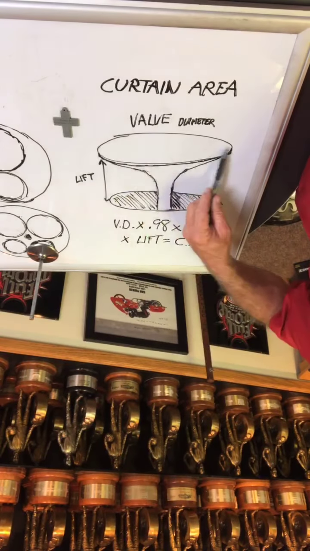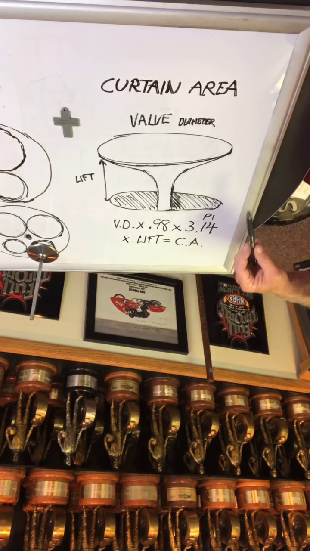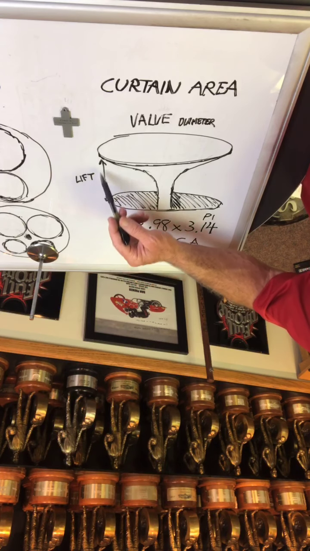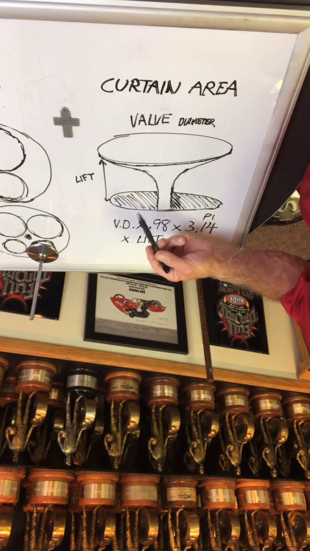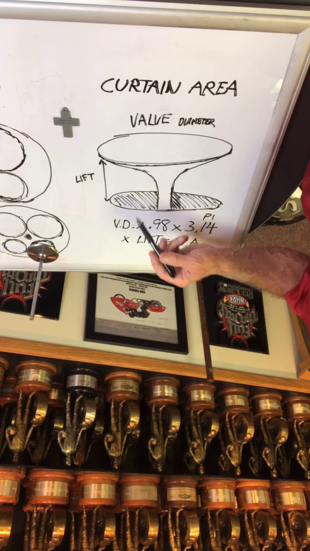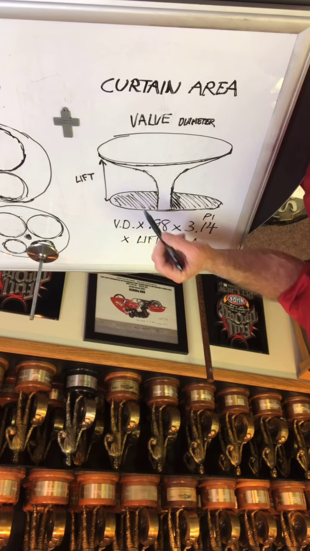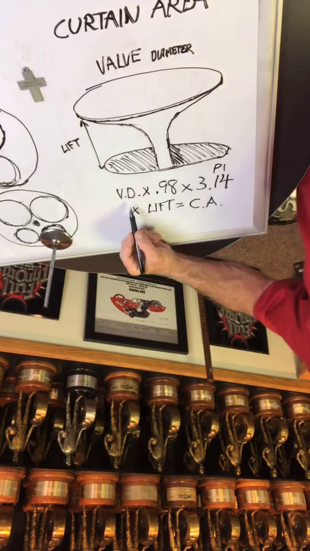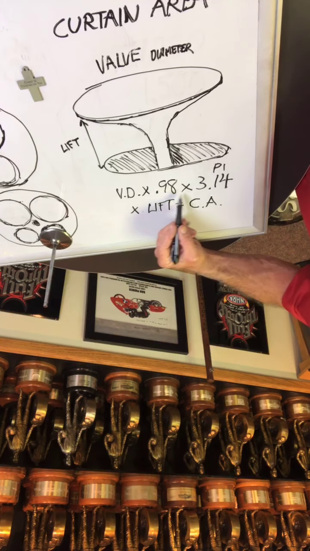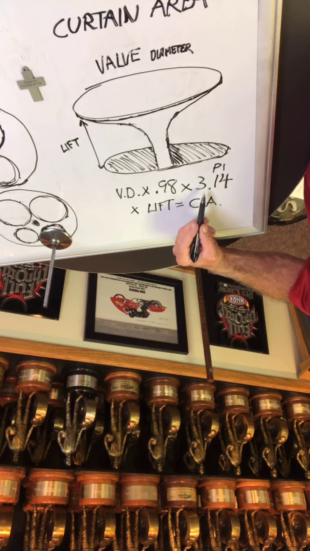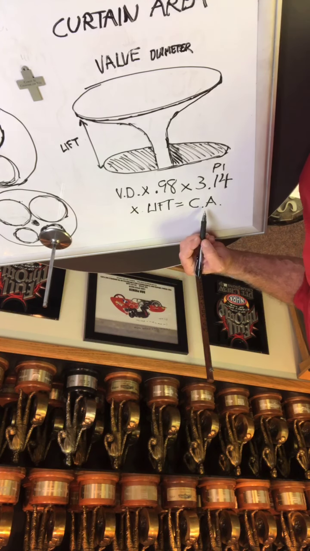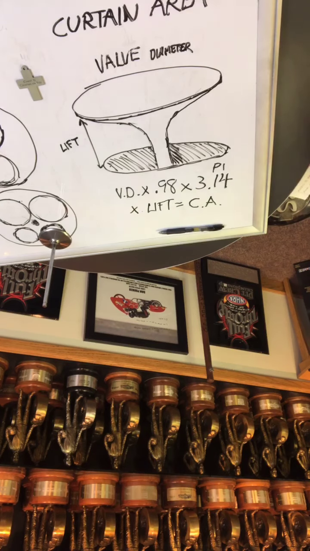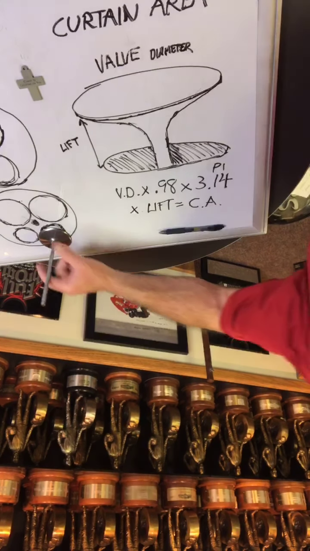We have the valve diameter, and we have the lift of the cam, or what the actual lift is of the valve with the cam times the rocker ratio. And that gives us valve diameter times 0.98 times pi, which is 3.14, times the lift gives us the curtain area. Now, I'm going to explain to you real quick about why this 0.98 is in here.